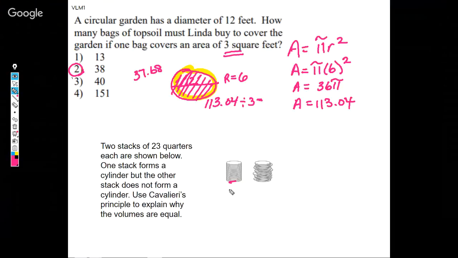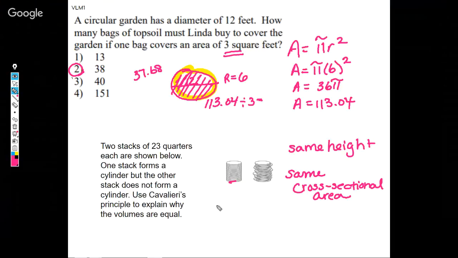Now, the good news for this is your test is multiple choice. So what were the 3 main things you had to use to explain Cavalieri's principle? There's 3 things. Same height. What type of area? You're right. It begins with a C. It's a really long word. Cross-sectional area. And then what's the last thing? It begins with a P. Parallel.